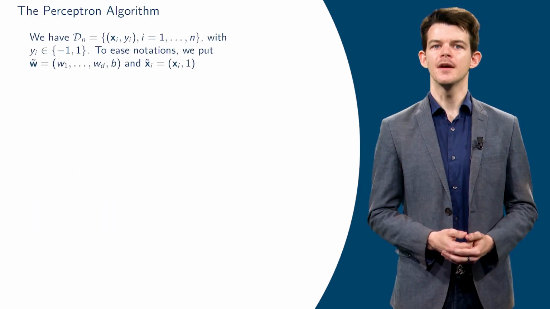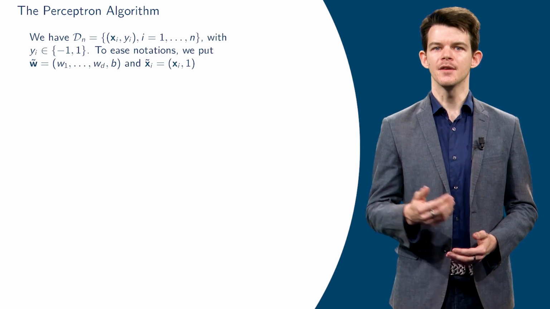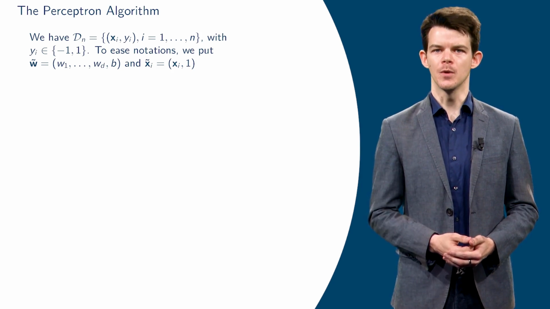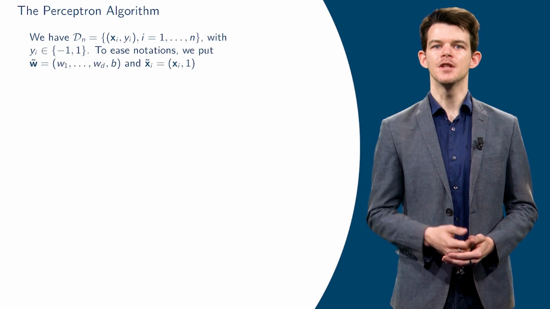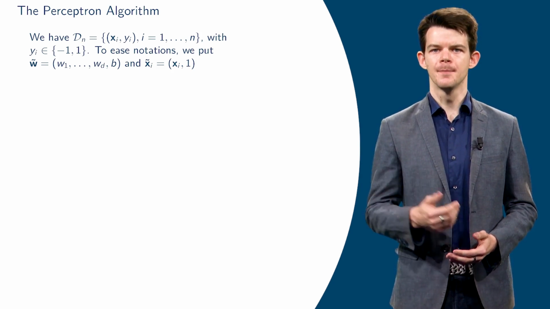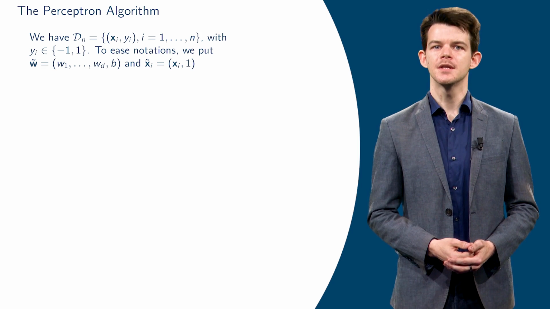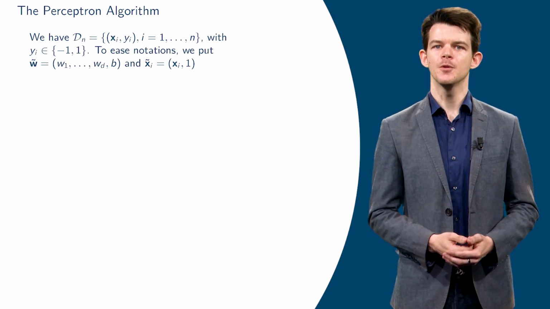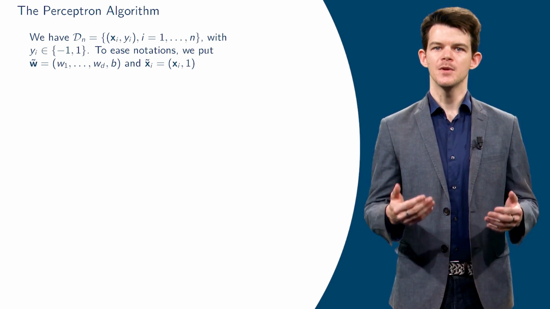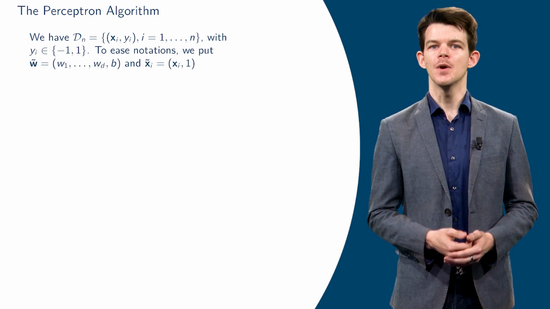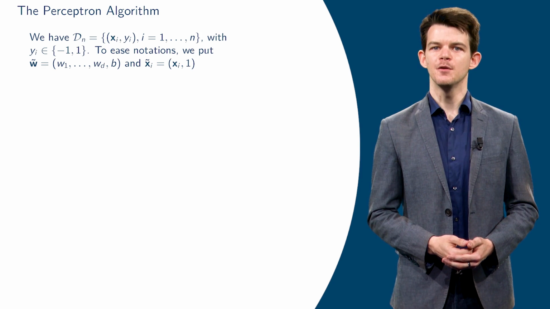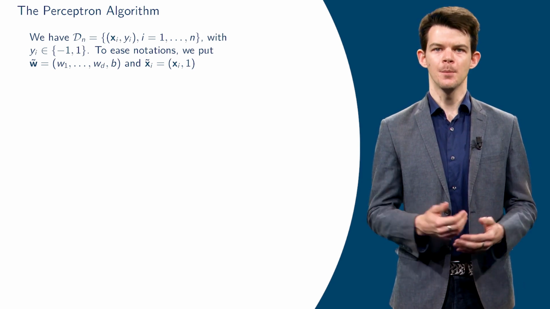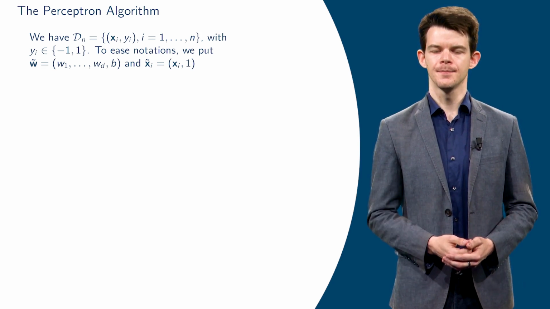Now assume that we have at our disposal a dataset Dn of pairs (xi, yi), where the labels yi belong to {-1, 1}. To simplify the notation, we set W tilde to (W1, ..., WD, B). In that way, the value tilde stands for all parameters in the perceptron. Similarly, we set xi tilde equal to (xi, 1). Note that xi tilde is the input modified to take into account a constant component which corresponds to the bias.